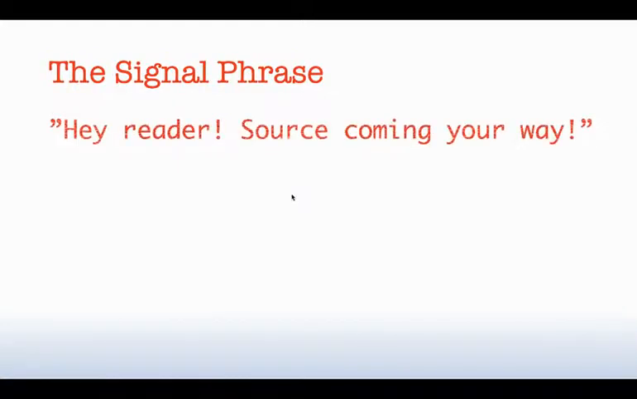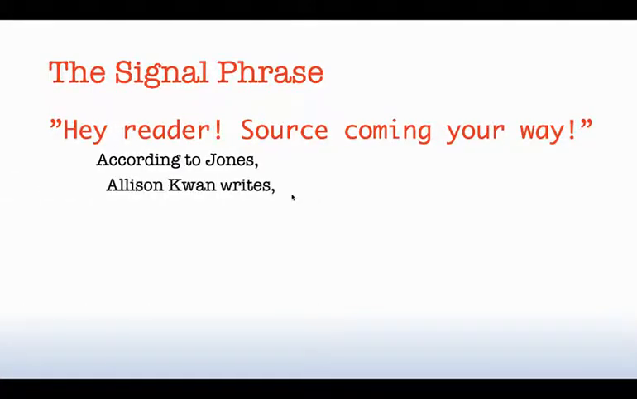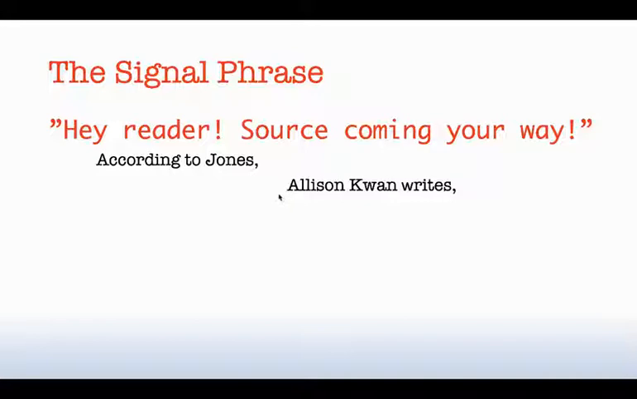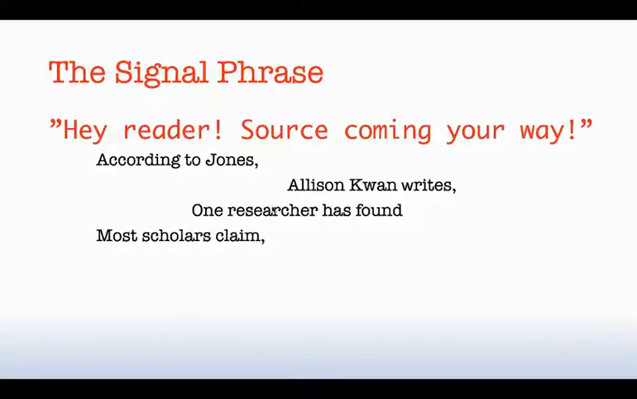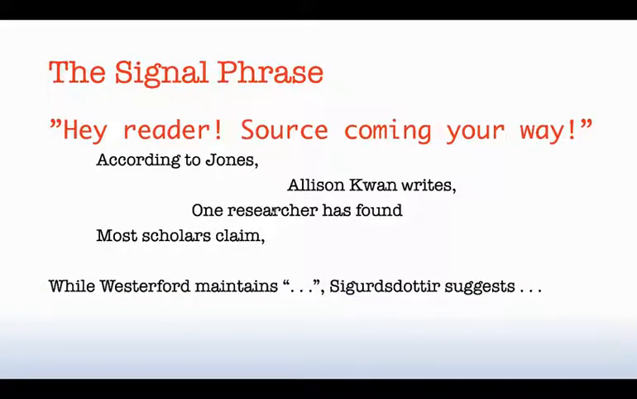The signal phrase is a matter of attribution. It basically says, hey reader, source coming your way. It can take a variety of forms, sometimes just including the last name of the author, sometimes the full name. Sometimes you might call attention to the role that the writer is playing, or sometimes you might include two sources next to each other to call attention to an issue or an area of agreement between your sources.